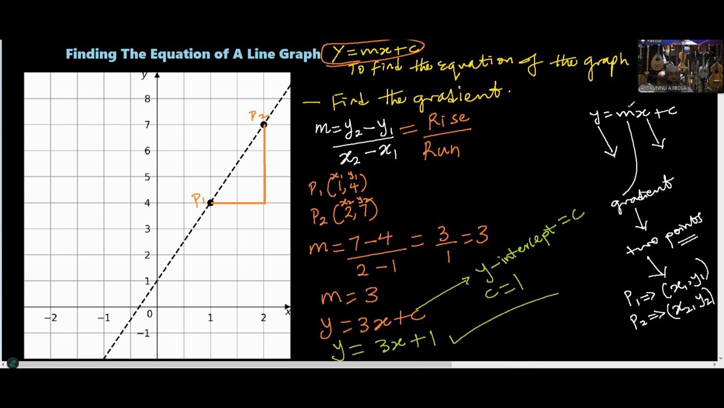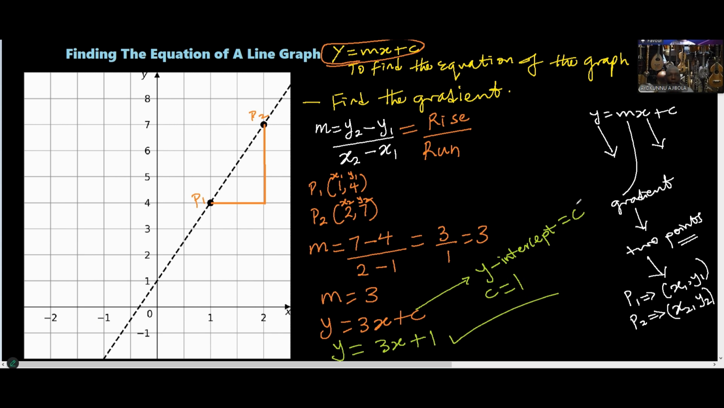You can see the M in the equation of the line, yes or no? Yes. So instead of putting M, I'll put 3. Is that correct? Yes. Then, instead of putting C, what will I write? 1. What's the C for?